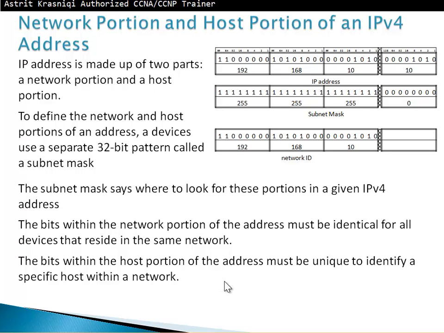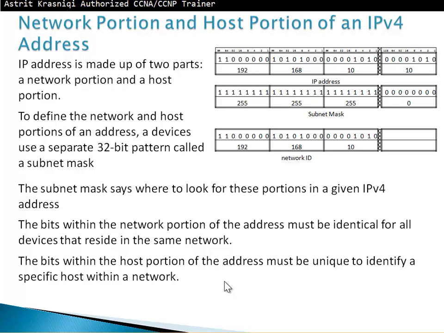Network portion and host portion of an IPv4 address. An IP address is made out of two parts: a network portion and a host portion. To define the network and host portion of the address, devices use a separate 32-bit pattern called a subnet mask. The subnet mask tells us which portion is a network and which portion is a host. It says where to look for these portions in a given IPv4 address.